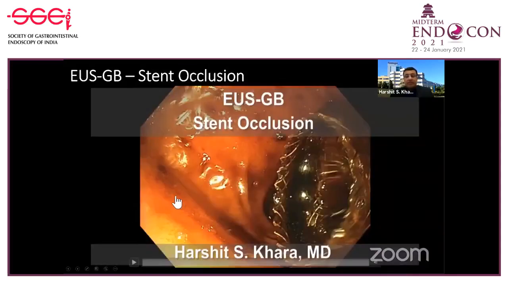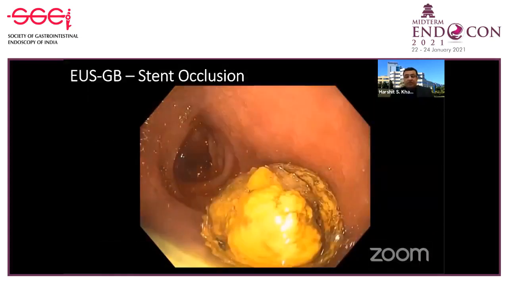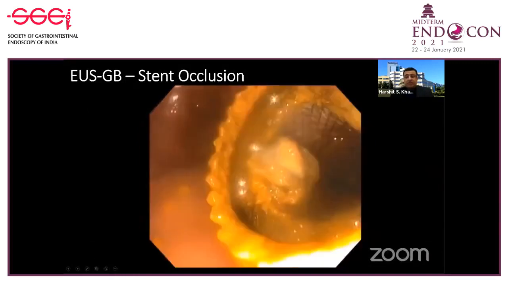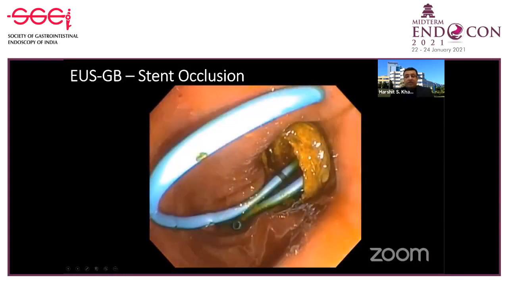Another issue could be stent occlusion. Now, this could happen even with a transduodenal access as seen in this patient. After EUS-guided gallbladder drainage, the patient presented with recurrent symptoms of cholecystitis and was found to have stent occlusion. This was endoscopically decompressed, and 2 double pigtail plastic stents were placed to establish repatency. Hence, in patients where I do endoscopic ultrasound-guided gallbladder drainage, I usually prefer to leave double pigtail plastic stents for two reasons. One, it reduces the stent slippage or tissue overgrowth and reduces the risk of stent occlusion.